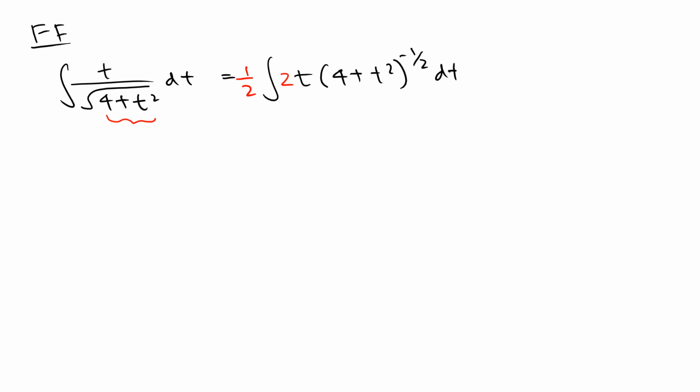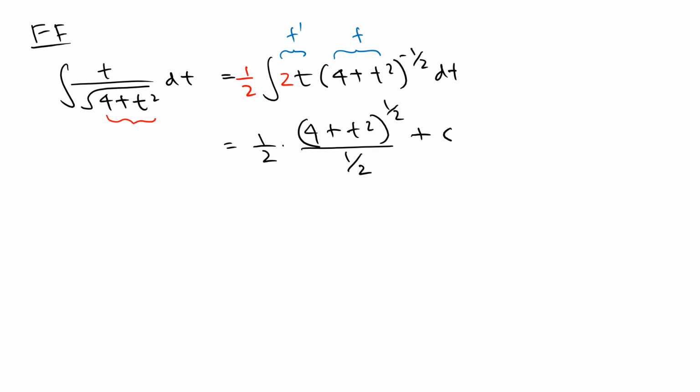The reason is this is the inside function and that's the derivative. So we can use the general power rule. If you use the general power rule, the exponent is negative 1/2. The function is 4 plus t squared. You add 1 and divide by that, plus c, and you can see that these two get cancelled. If you do that, you will get the square root of 4 plus t squared, plus c. So very simple. This is how you do the u-formula trick for this kind of problem.